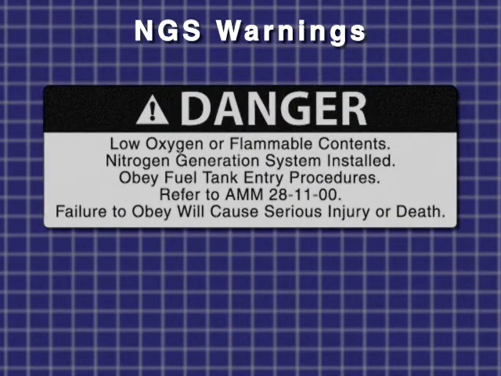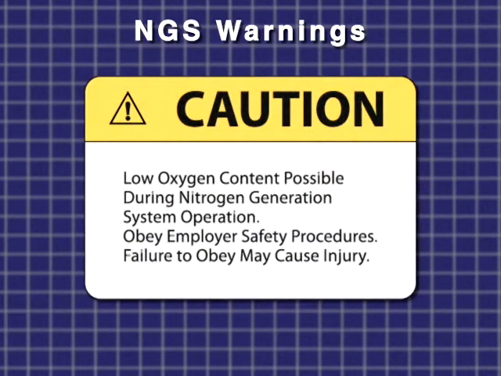NEA will collect in the fuel tanks as part of normal operation, so failure to obey the precautions described by the NGS danger placards and stencils will cause serious injury or death. And NEA may collect in the left ram air compartment, the left AC pack bay, or the main landing gear wheel wells under certain failure conditions. So the caution placards in these areas direct you to your company's safety procedures to avoid possible injury.